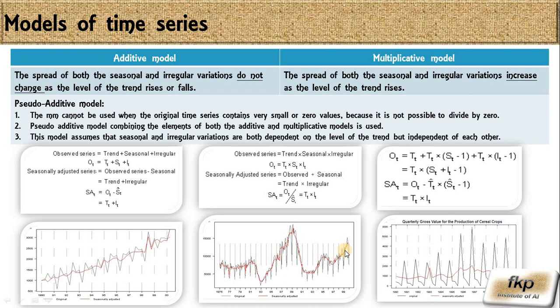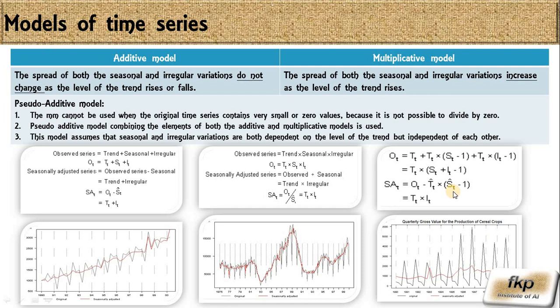Okay, so we have another model called the pseudo additive model. This came up because sometimes a few time series don't have seasons. If the seasonal component is 0, then I will not get the trend out during the calculation. So that's why the pseudo additive model came with a different approach.